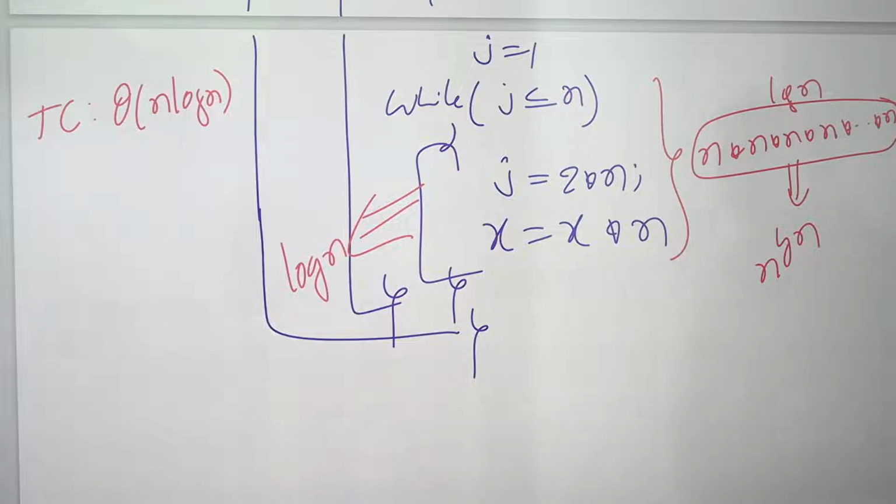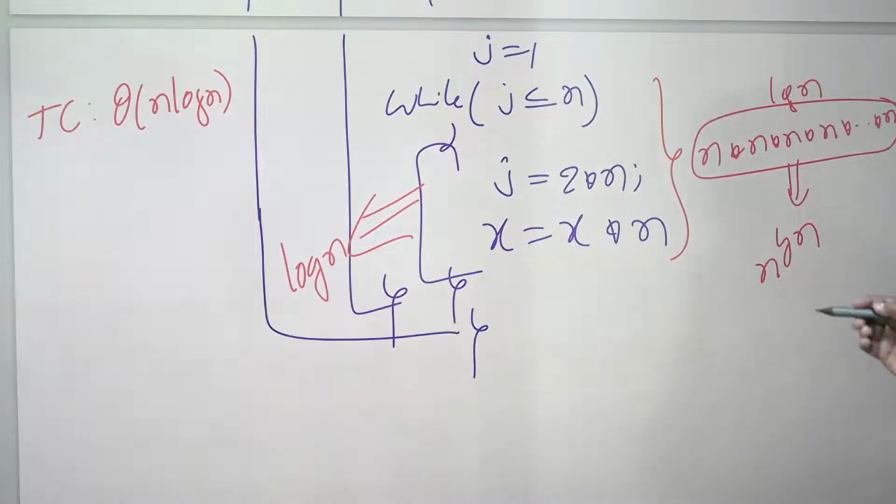At the end of this particular while loop, i is equal to 1. While loop is over. Then x value becomes n power log n. Because n into n, 2 times, n square. n into n, 3 times, n cube, and so on. n into n, log n times, n power log n. So i is equal to 1, it became n power log n.